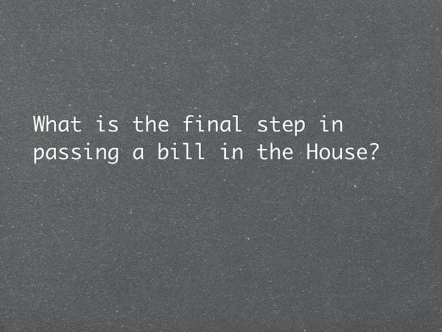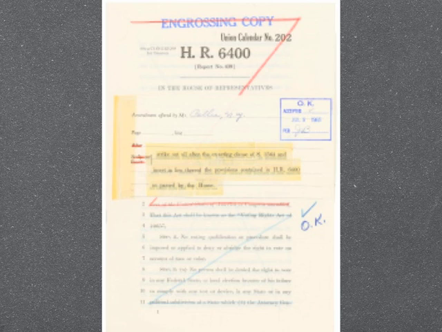What is the final step in passing a bill in the House? Once a bill has been approved at a second reading, it is engrossed or printed in its final form. It is then read for a third time, and then a final vote is taken.